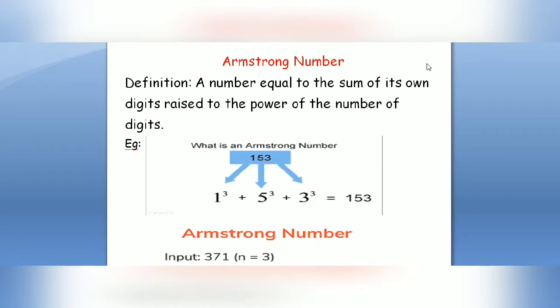So our topic for today, as you can see, is Armstrong number. So what is an Armstrong number? A number equal to the sum of its own digits raised to the power of the number of digits. So how many digits are there? If every digit of that number is raised to that power and taken as a sum, and the result is the same as the number itself, then that number is called your Armstrong number.